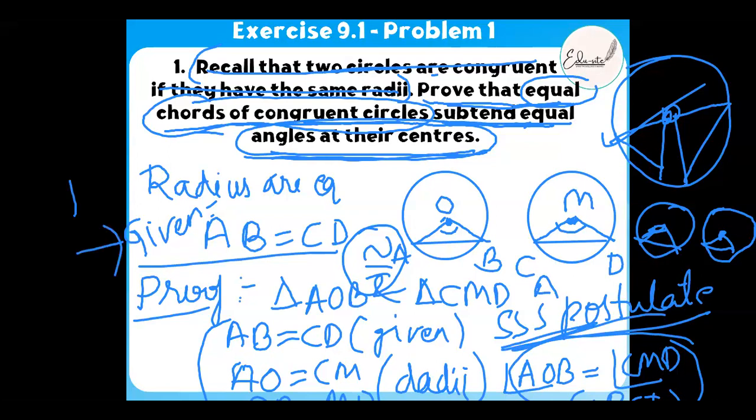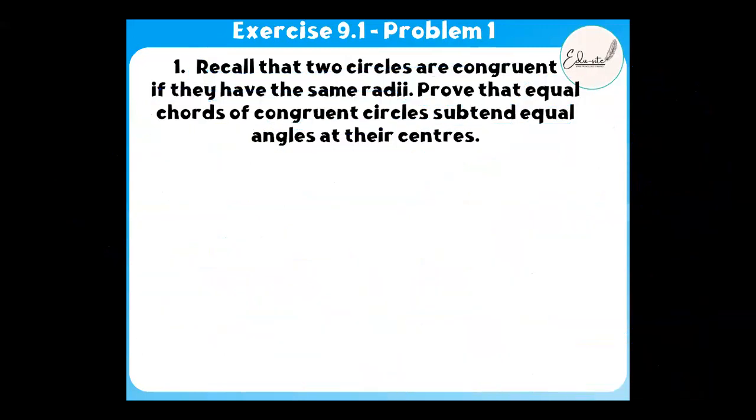Given, to prove. What to prove here, beta? The angles are equal. Angle AOB is equal to angle CMD. So what is given, you have to write. What is the proof, you have to write. Is it done? Yes. Okay.